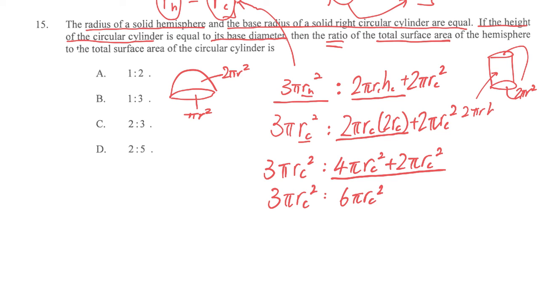square. And now finally we can simplify it into the simplest form. Good news is they both have pi RC square, so that can be simplified. And also we can simplify the 6 and the 3, so the final answer turns to a 1 to 2 ratio. Okay, so the answer is A.